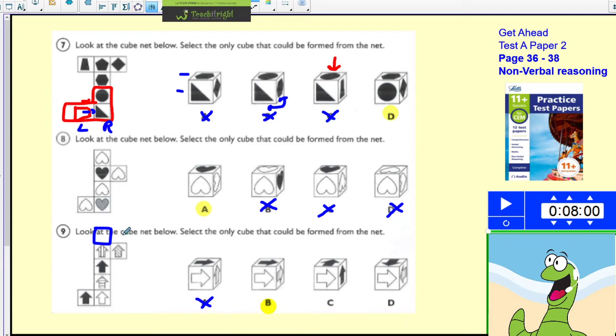What don't I like about C? Well, if I look, I've got a white arrow pointing towards a black arrow, and my white arrow should be pointing towards this stripy arrow. So that's wrong. And again here, the white arrow is pointing towards the stripy arrow, but the stripy arrow is now pointing back towards it. And the stripy arrow should be pointing away from the white arrow, so D's gone as well. So that wasn't too bad.